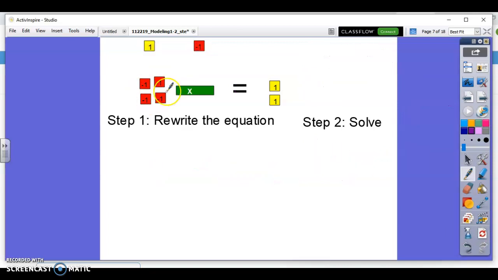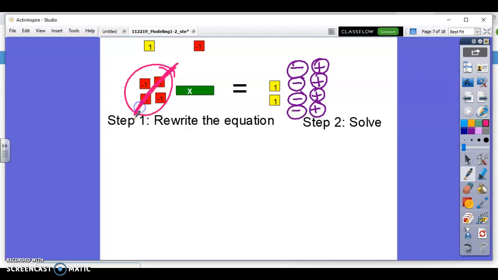So if I need 4 negatives to get rid of, if I add 4 negatives, 1, 2, 3, 4, I'm just going to use circles because they're easier. I have to add 4 positives so that I don't change the value. Those are 0 pairs. So I have 1, 2, 3, 4, 0 pairs. But now I actually have 4 negatives to get rid of here, and I have 1, 2, 3, 4 negatives. So now on this side I have an x, and I know that that's equal to 1, 2, 3, 4, 5, 6, positive 6. So in this case, x equals 6.